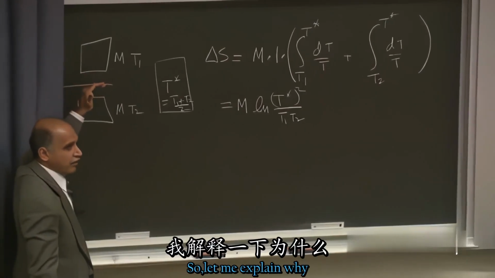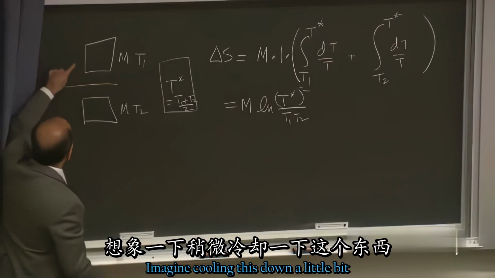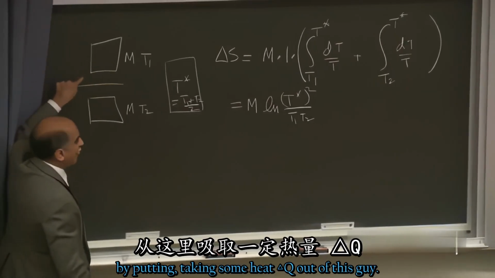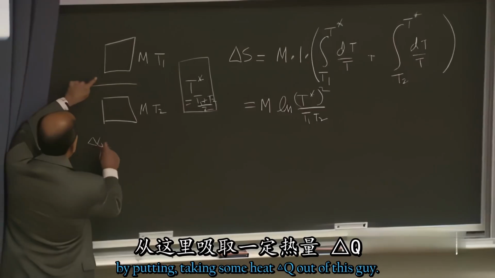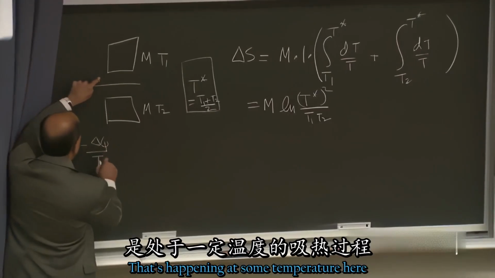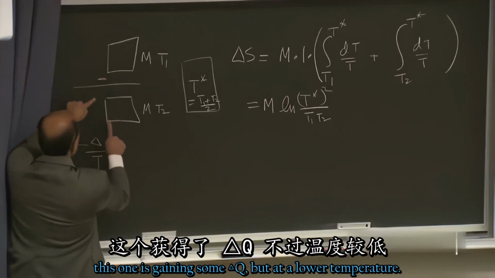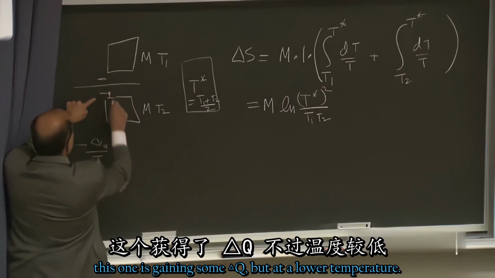So let me explain why. Imagine cooling this down a little bit by taking some heat, delta Q, out of this guy. That's happening at some temperature here. This one is gaining some delta Q, but at a lower temperature.